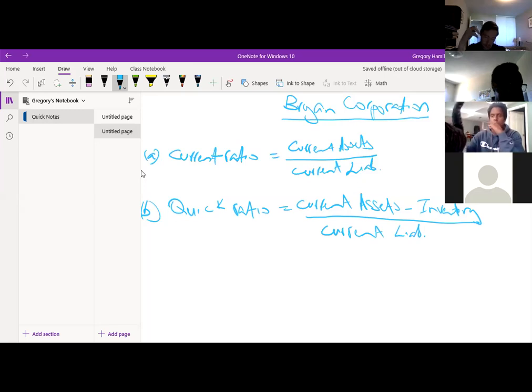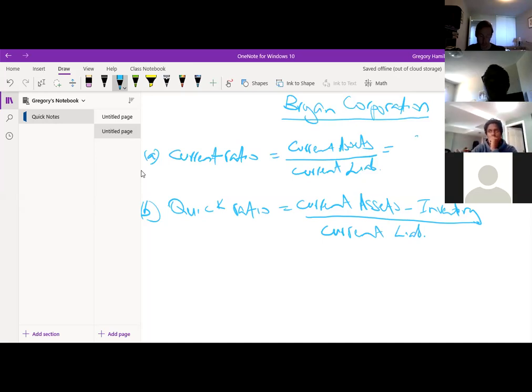So in this case, we have cash of 60, accounts receivable of 240, and inventory of 350. That gives us 650,000 over our current liabilities. Our current liabilities would be 220 plus 30, and that's 250,000. So our current ratio would be 650 divided by 250, which is 2.6 times.